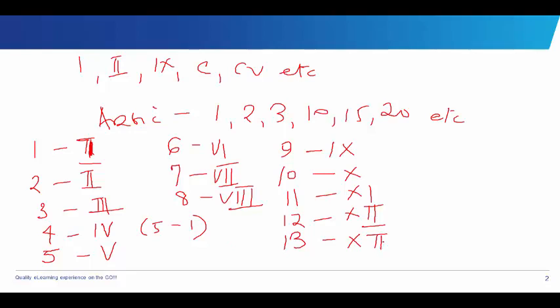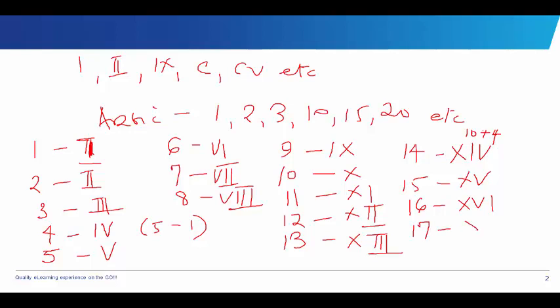13 XIII. 14, pay attention, is X, which is 10, and IV, which is 4. That is 10 plus 4. Then 15 XV. 16 XVI. 17 XVII. 18 XVIII. 19 XIX, and 20 XX, which is double 10.